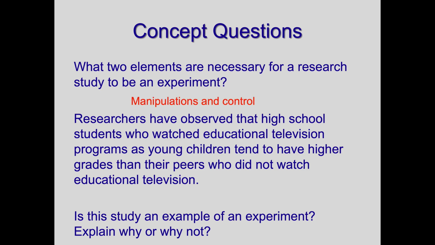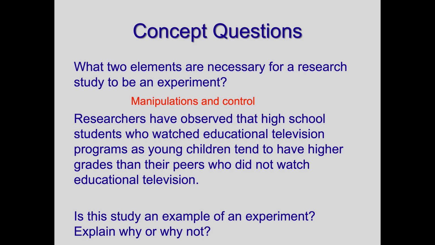Manipulations and control are necessary. You need to control. When it becomes an experiment, you need to control those other factors, the extraneous ones, and you need to be able to manipulate the independent variable and see what happens to the dependent one.